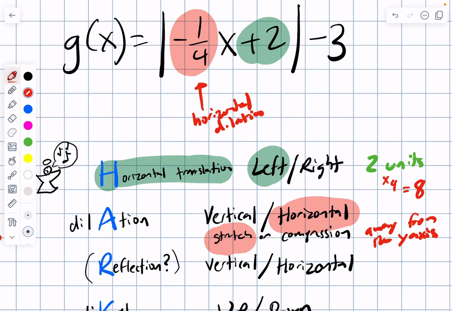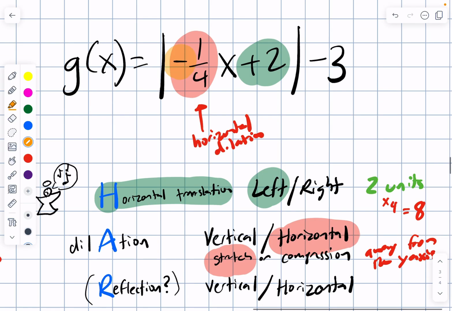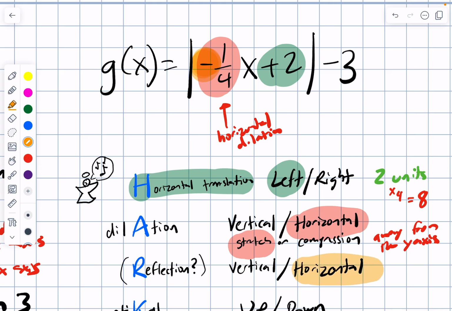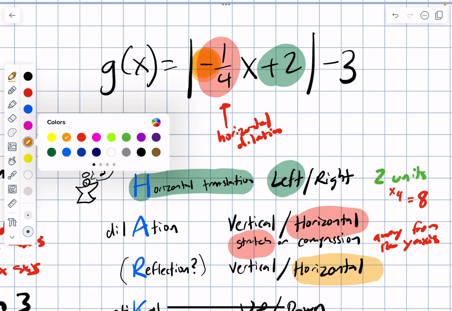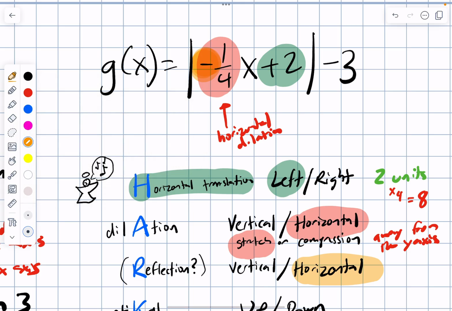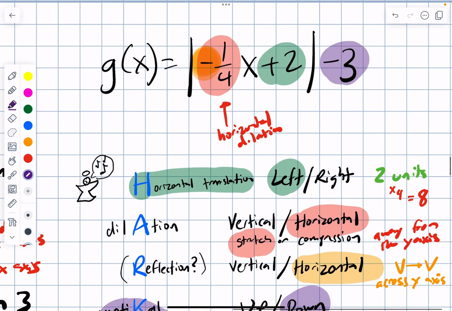Do we have a reflection here? Look at A. Is it positive or negative? Oh, we do have a negative. And that will be horizontal. Ooh, interesting. So it's not going to be opening down. It's going to be reflected across. So like the V will reflect to V. It's not going to be going down like this. So horizontal reflection across the y-axis, not the x. And then lastly, you can see our vertical translation is also going down 3.